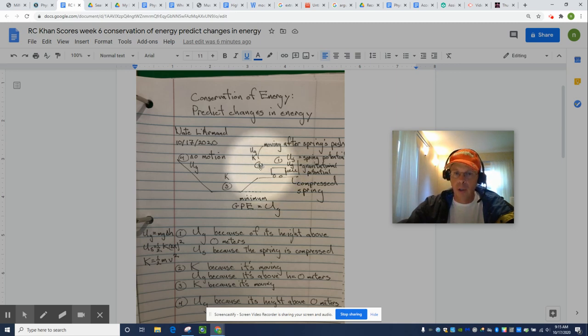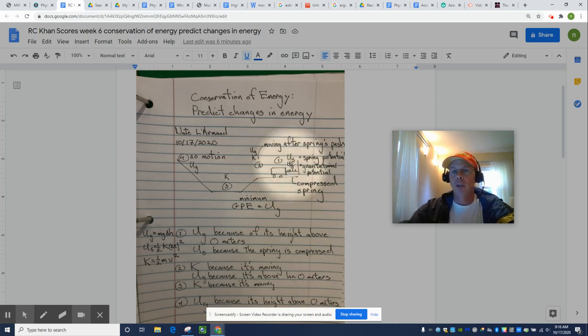Well, after we let go, it's moving, so now it has kinetic energy and gravitational potential energy, but the spring has returned to its equilibrium position. And if there's no squish or stretch, then you have no spring potential energy. So just two types of energy here.